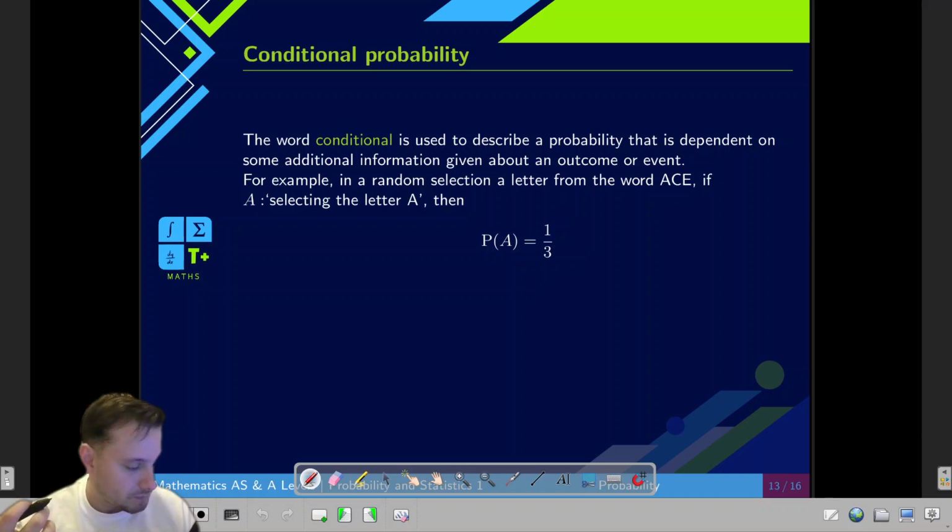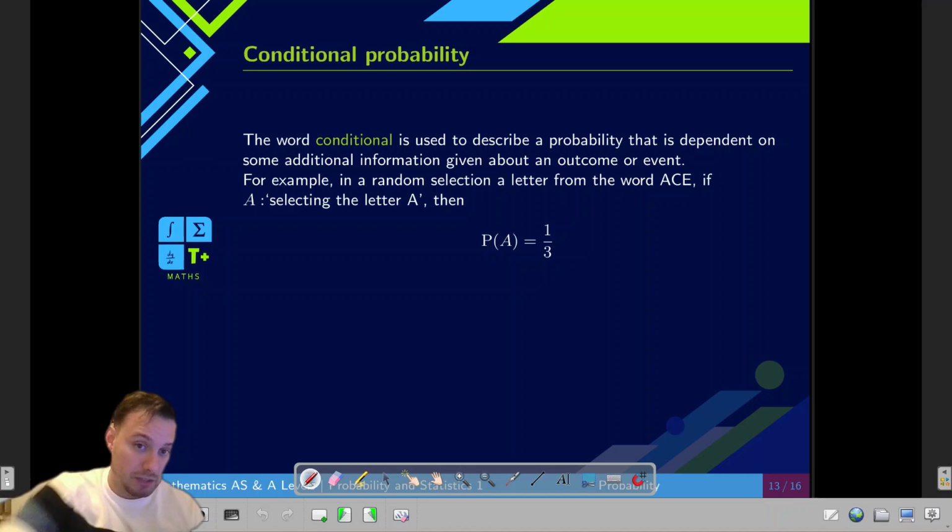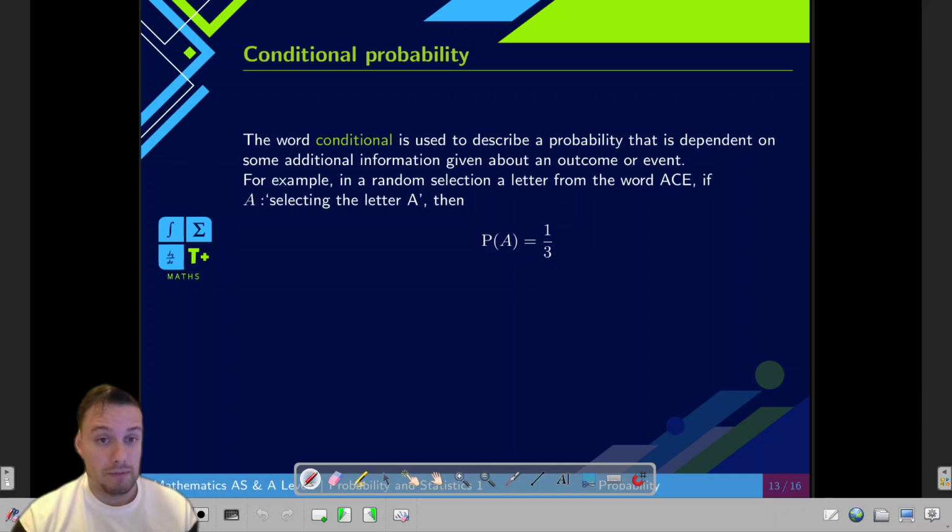For example, imagine that we are choosing at random a letter from the word ace. Picture yourself, you have a bag and you have a letter A, C, and E written in independent pieces of paper. The probability of selecting letter A, I put my hand into the bag and I take one letter out. The probability is clearly 1 out of 3 because there's no reason for me to expect that these events are non-equiprobable. So it's 1 out of 3.